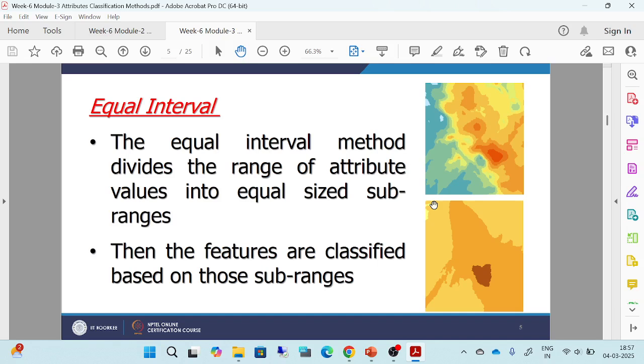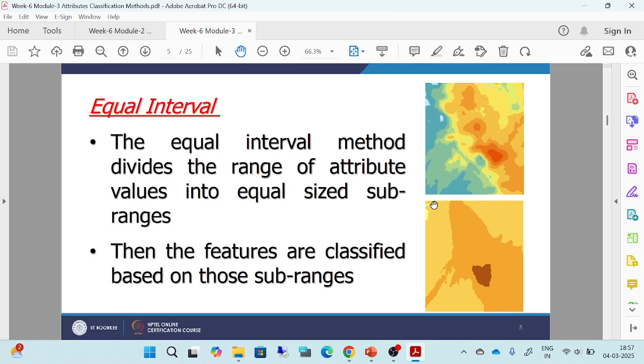So the first classification, as mentioned, was equal interval. The equal interval method divides the range of attribute values into equal sized sub-ranges. Then the features are classified based on those sub-ranges.